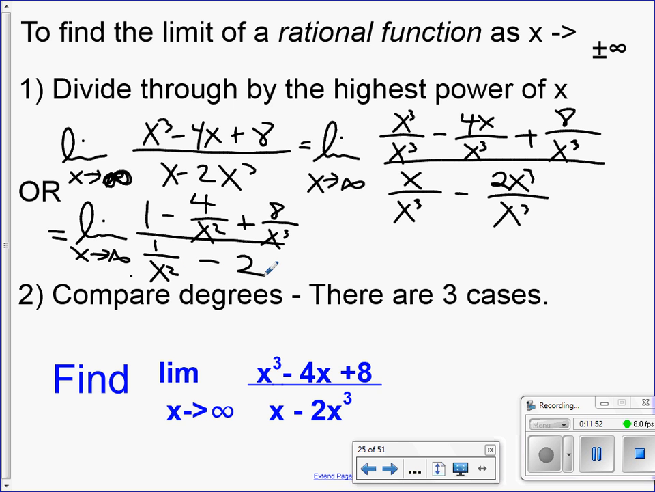Okay. So we divided through by the highest power of x. We simplified. Now let's take the limit. And the great thing about limits, you can take the limit of each term separately.